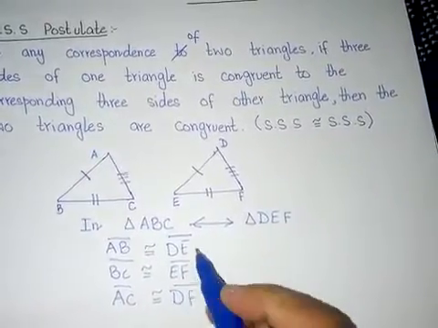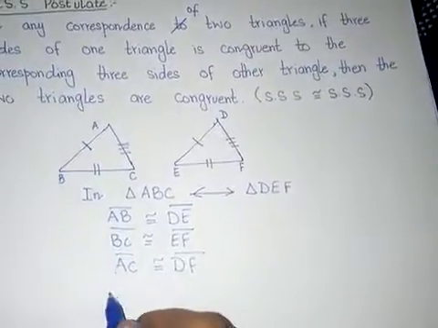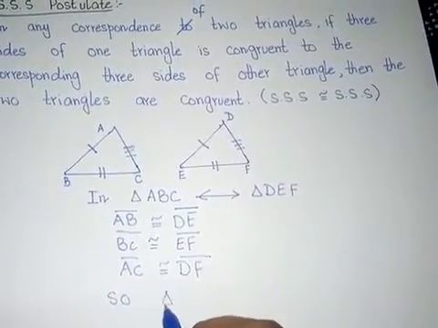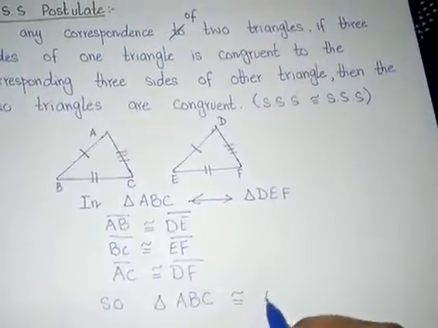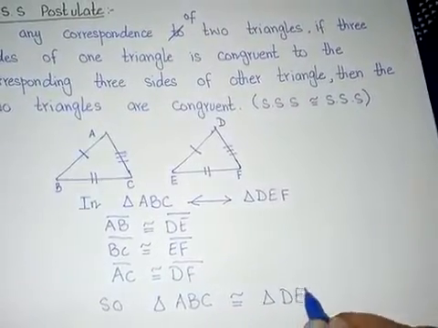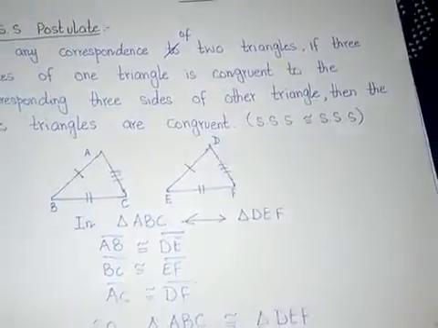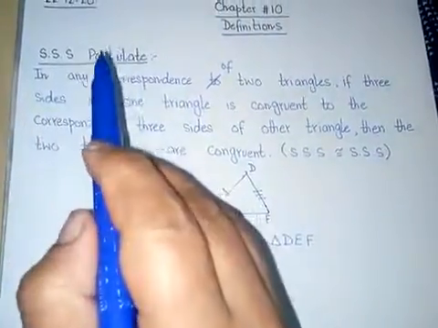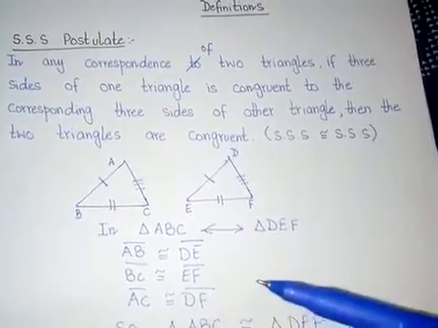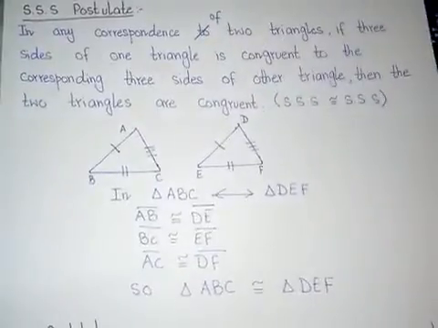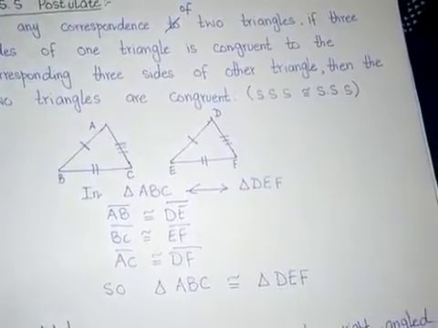Here you can see that three components are congruent, so triangles are congruent. Triangle ABC is congruent to triangle DEF. This postulate is SSS, means three sides of the triangle are congruent. Then the triangles are congruent. I hope these postulates are clear to you.